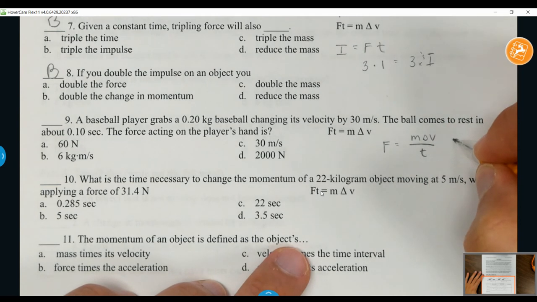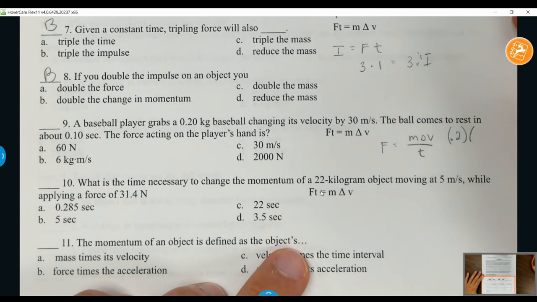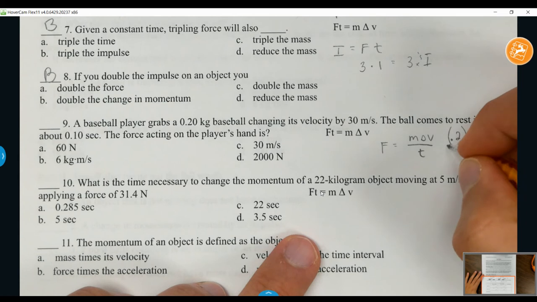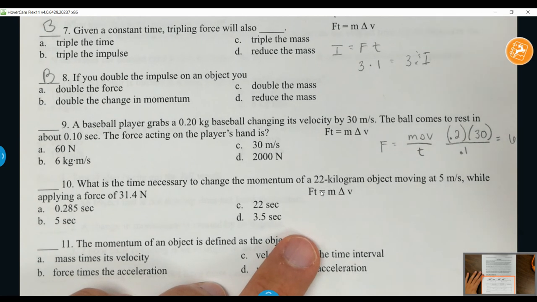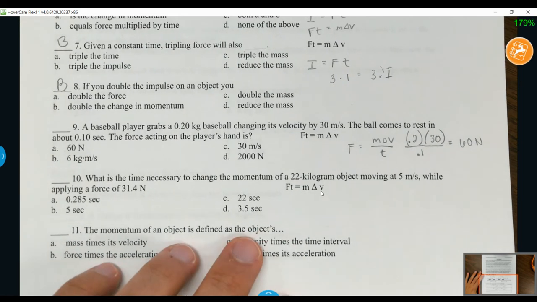So you have mass of 0.2 kilograms. You have your change in velocity. It went from 30 to 0, so we're changing our velocity by 30 meters per second. And this happens all in 0.1 seconds worth of time. So multiply the top, divide by the bottom. You're going to get 60 newtons. 60 newtons of force.